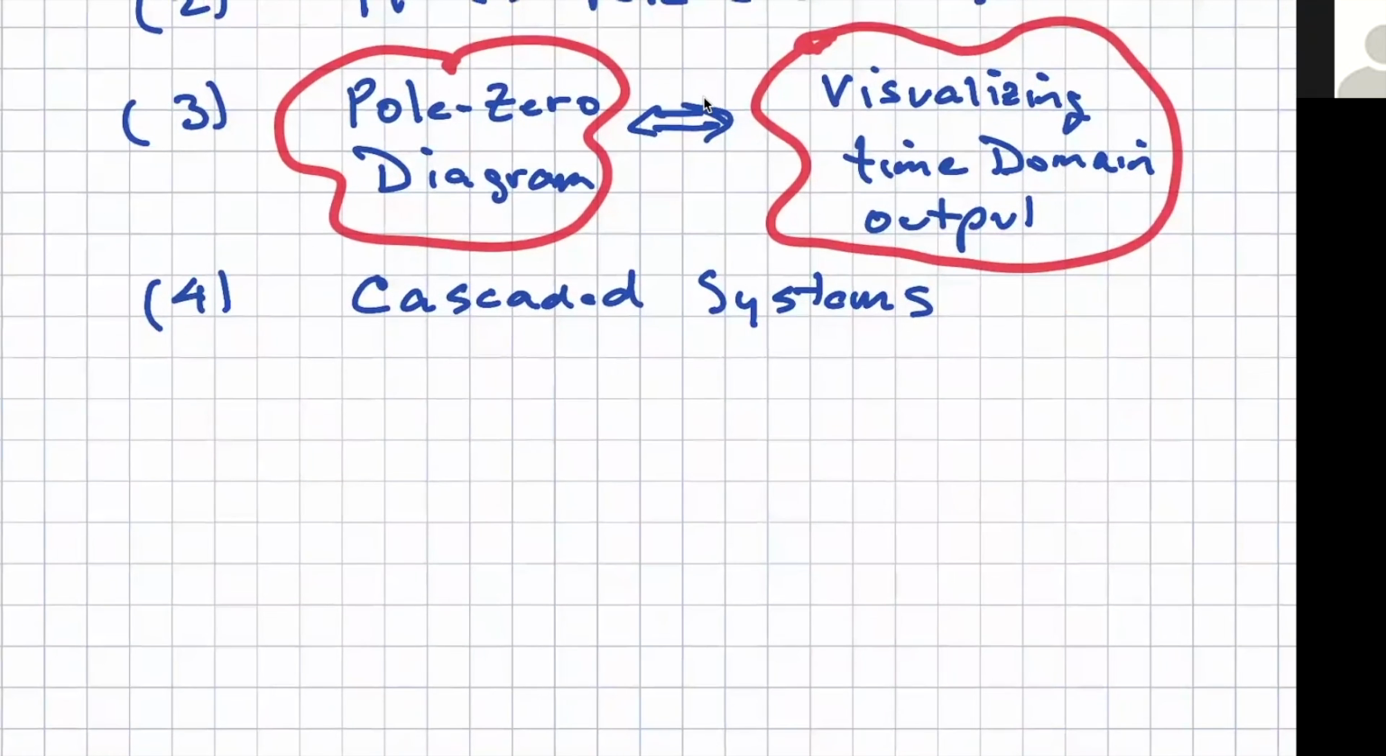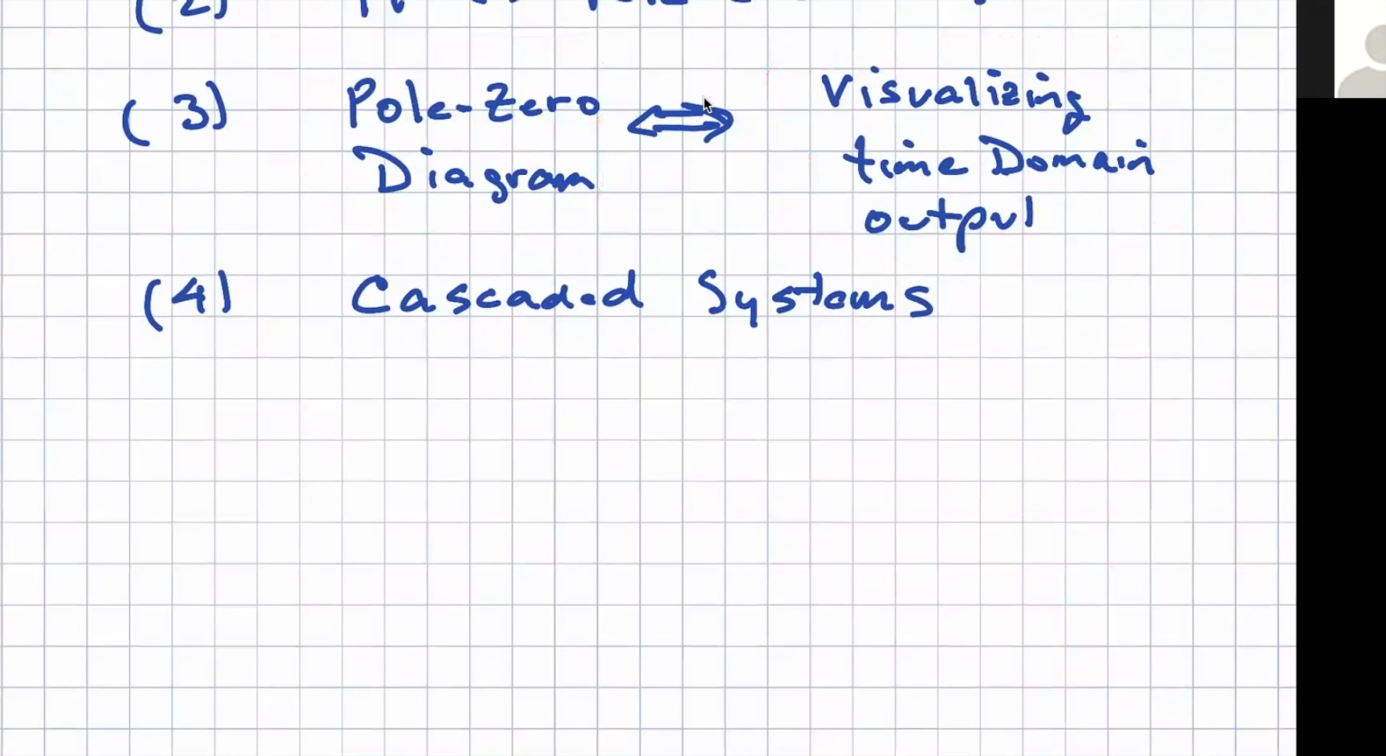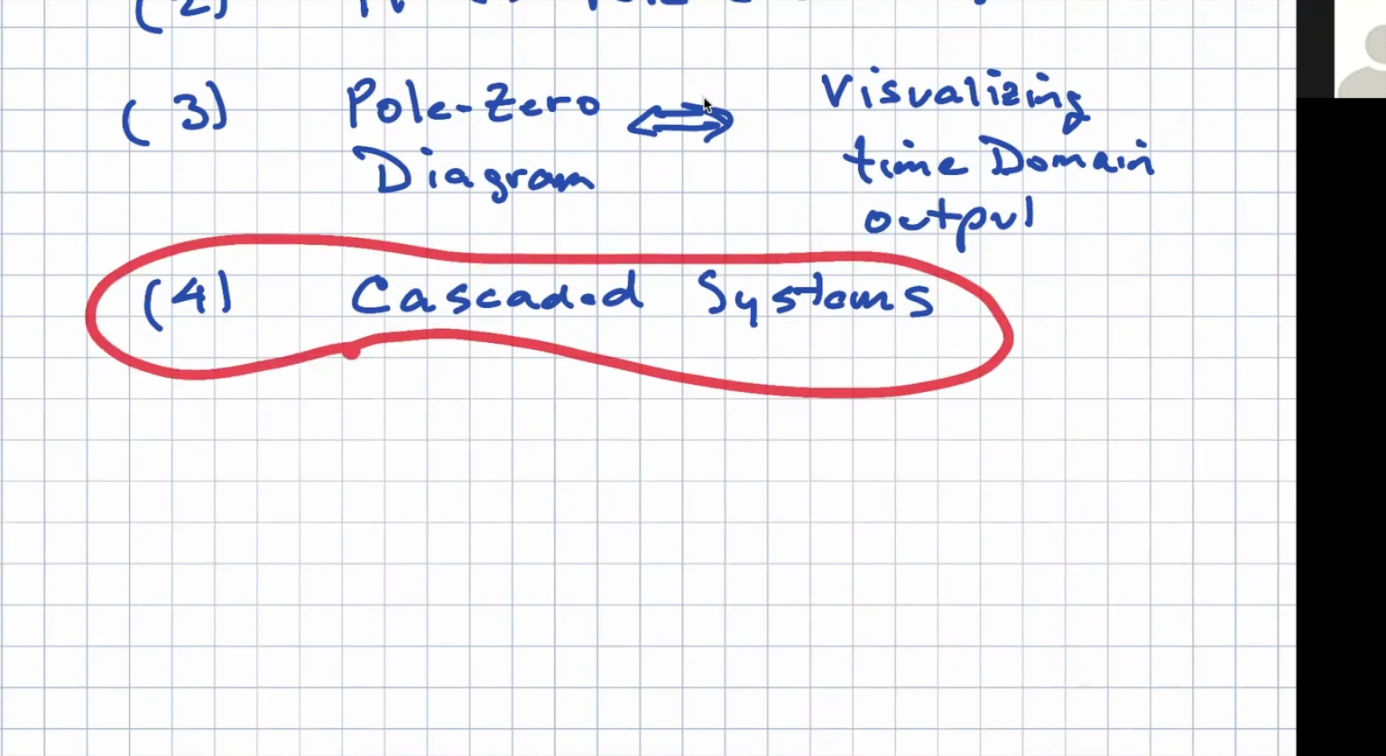The other thing that we did was we took a look at how you can use a transfer function approach to handle cascaded systems. In this case, we did one system connecting to another in a series type of fashion. You can have other kinds of connections, and we'll talk about those in other videos as well.